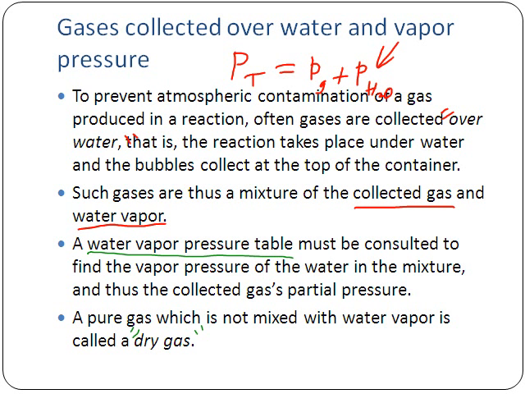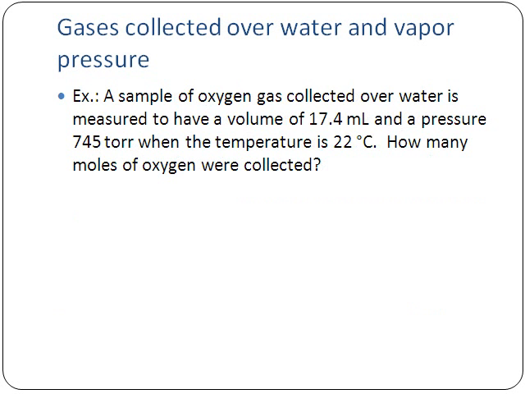So an example on this. A sample of oxygen gas is collected over water. It is measured to have a volume of 17.4 milliliters and a pressure of 745 torr when the temperature is 20 degrees Celsius. How many moles of oxygen were collected? And so to get this to work, we look at it and we say, all right, we're looking for moles of oxygen. And moles, well, this tells us right off the bat we're pretty much going to have to use the ideal gas law. So PV equals nRT.